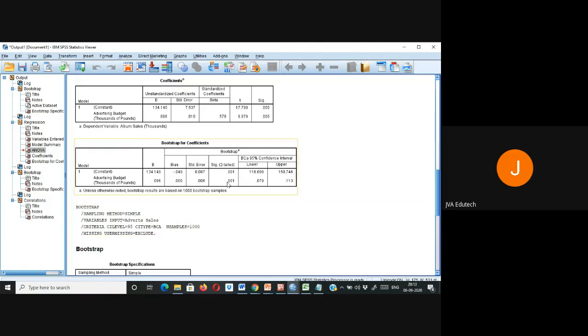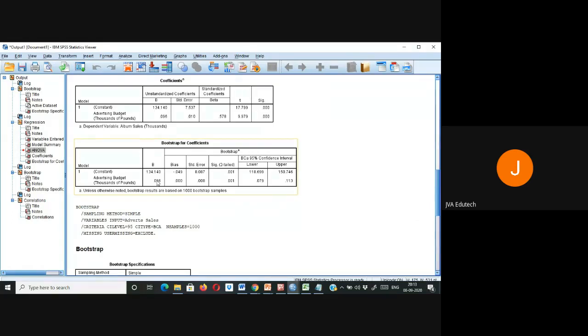Now you can see this regression value, it is 0.096. This is the value of the slope of the regression line. So through this, you can predict that if our predictor variable, that is the advertising budget, is increased by 1, then this model predicts that 0.096 extra albums will be sold.